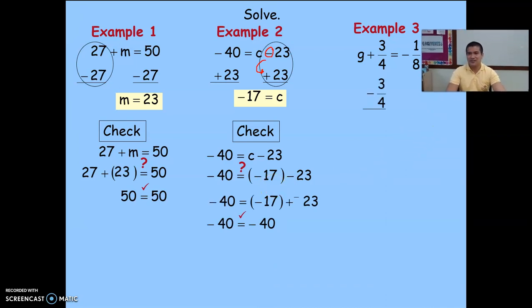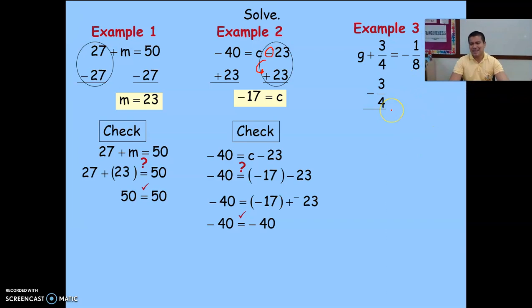Fractions. In fractional form, we have the same process. But when you're going to add or subtract fractions, if they do not have the same denominator, you are going to find the LCD, which is the least common denominator.